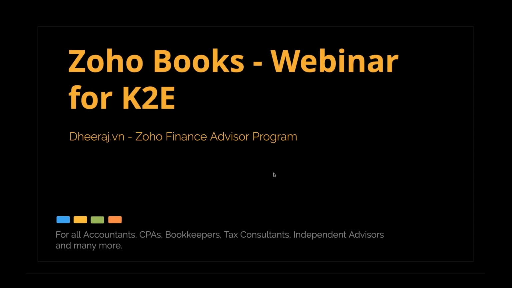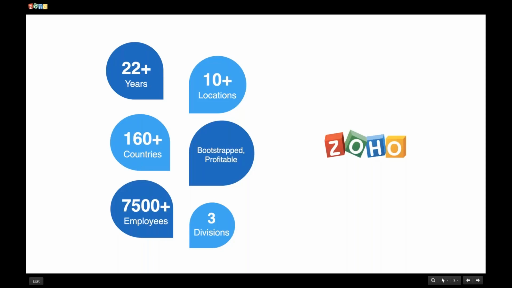So for those of you who are new to Zoho, let me take a minute here and show you what Zoho is. I can confidently say that Zoho should easily be one of the biggest companies that you've not heard of. Let me give you an overview of how big Zoho is. We've been in business for more than 22 years, with offices in more than 10 locations across the globe, and we sell in 160 plus countries.